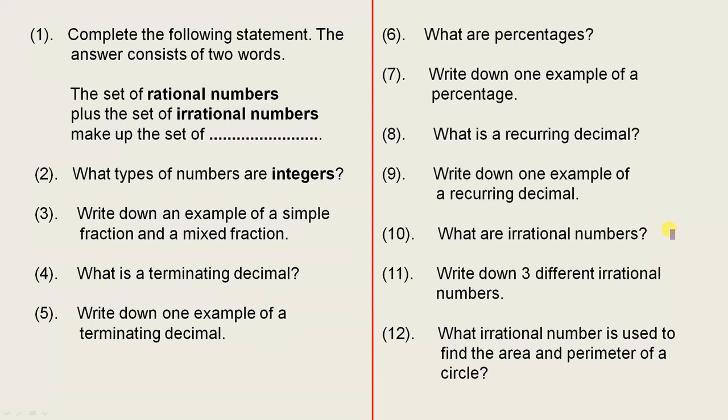What are irrational numbers? Write down 3 different irrational numbers. And the last one, what irrational number is used to find the area and perimeter of a circle?